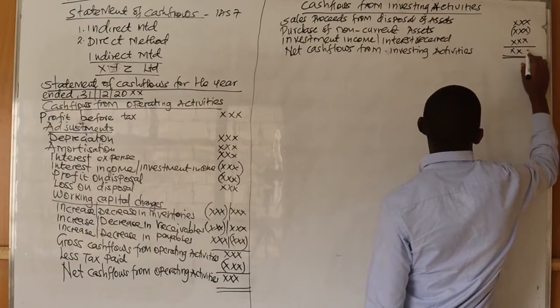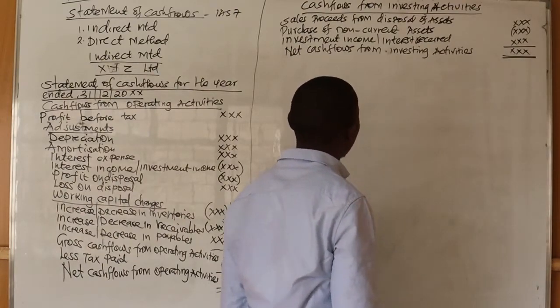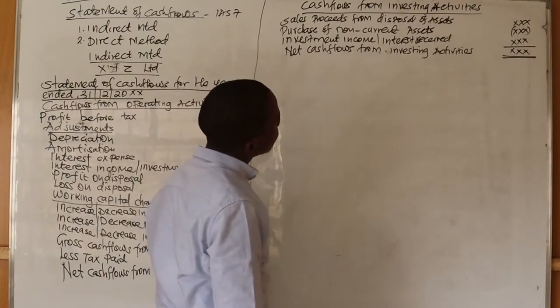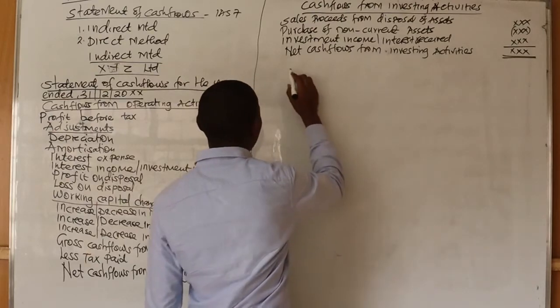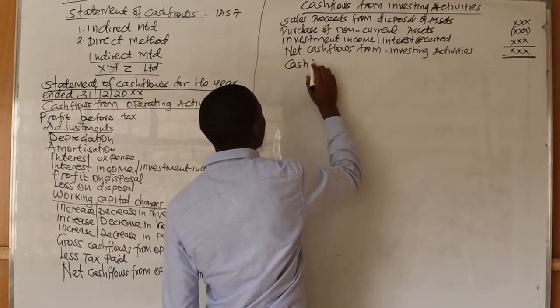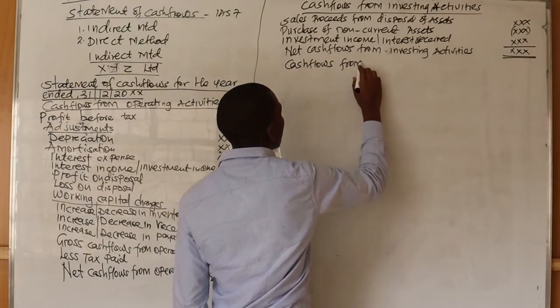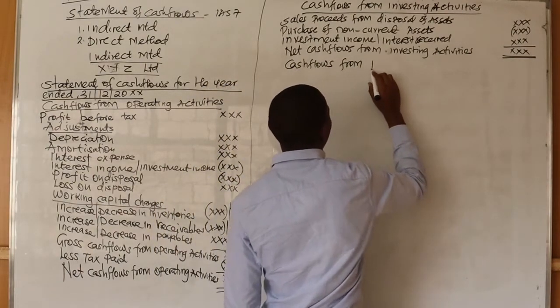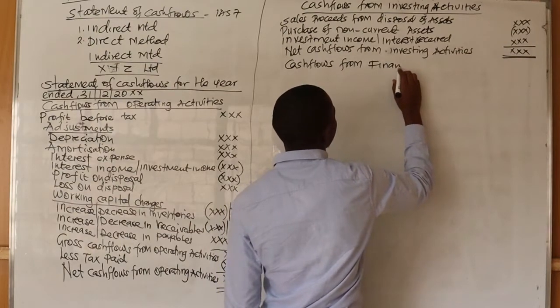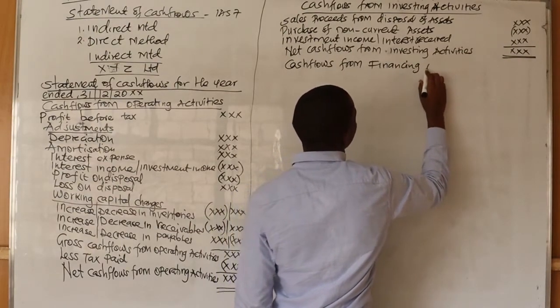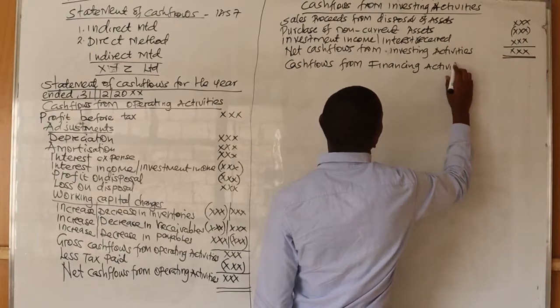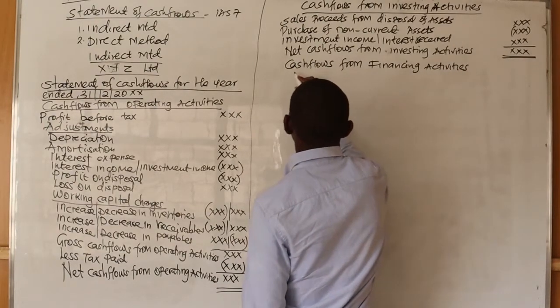So we'll be able to get the value from that. Then after that, there is the last part, which is now the cash flows from financing activities. Now, cash flows from financing activities.